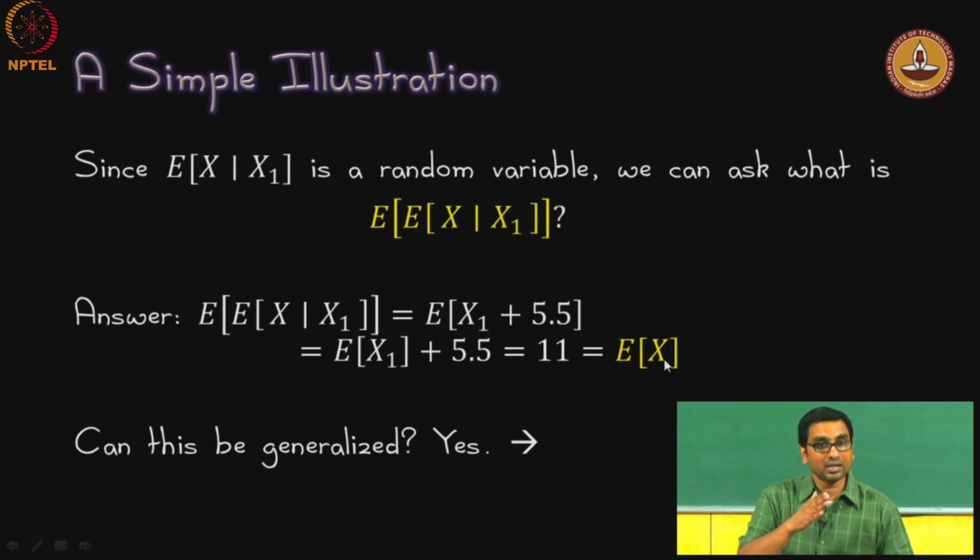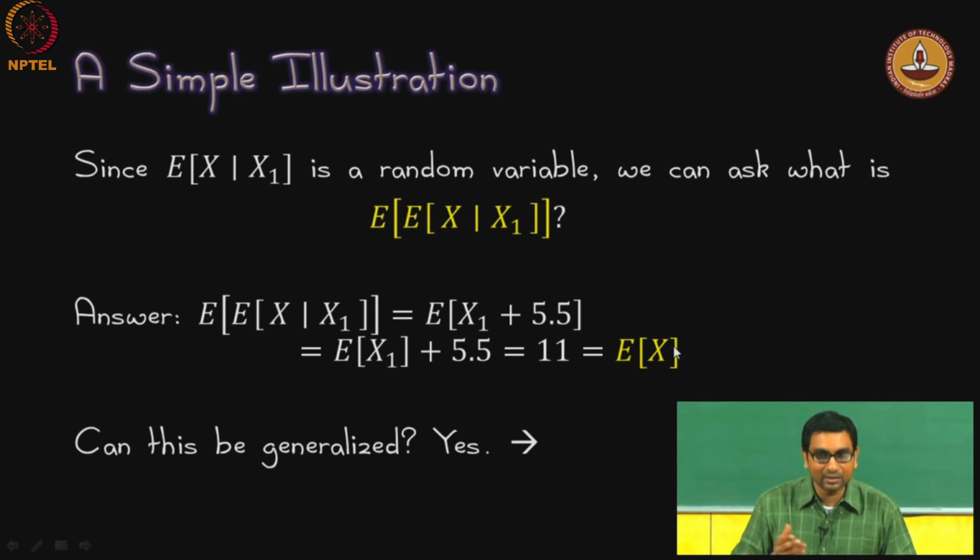Why? Because uppercase X is X1 plus X2. So, expectation of uppercase X is expectation of X1, which is 5.5, plus expectation of X2, which is 5.5. So, that is also going to be 11. So when you take the expectation of the expectation, what you end up getting is just the expectation of the original random variable X. Okay. So, this is true from the example.